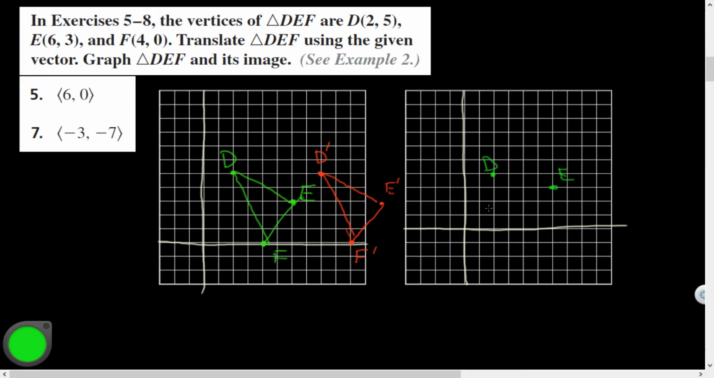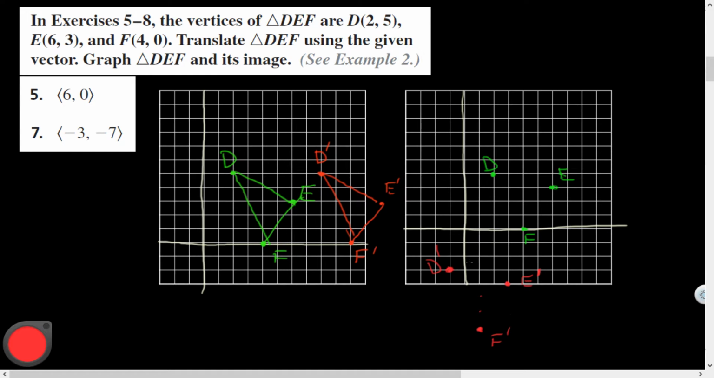Yeah, plotting points. Good old times, plotting points. So there's F, and for my image, this one would be backwards 3 and down 7. So here's my new D prime. I'm going to run out of space, I know. Backwards 3 and down 7, there is E prime. And then backwards 3 and down 7, there is F prime, something like that, right?